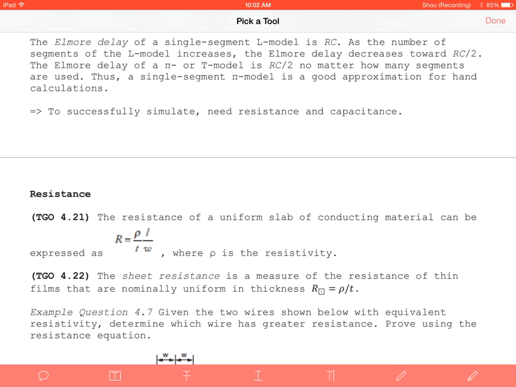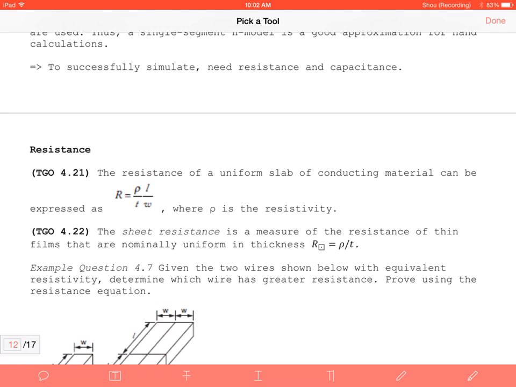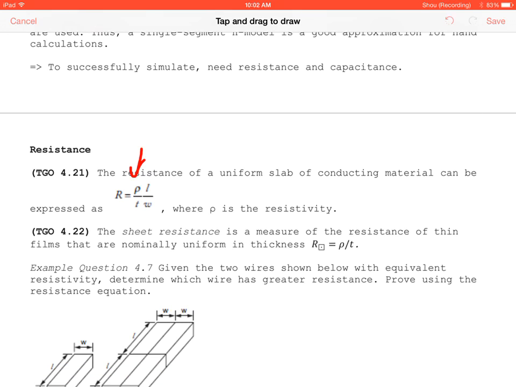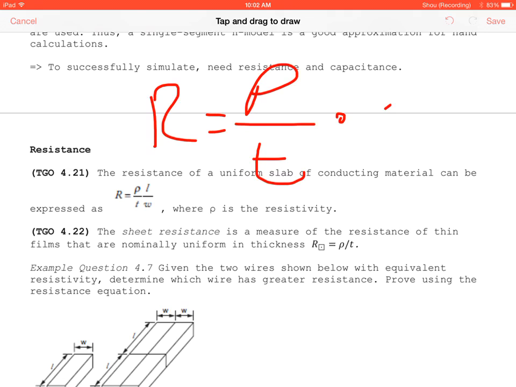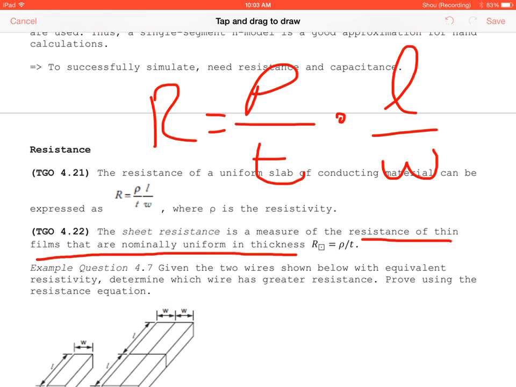So we define the resistance of a uniform slab of conducting metal as the resistivity of the wire divided by the thickness of the wire, times the length divided by the width. And the sheet resistance is a measure of the resistance of thin films that are normally uniform in thickness.